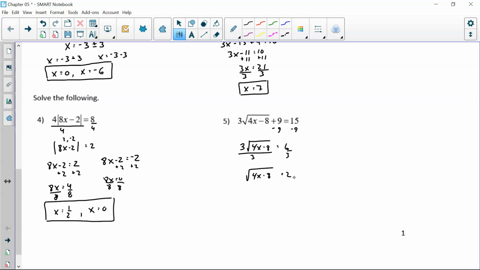Now we want to get rid of that square root. And to get rid of that square root, we're going to square both sides because it's going to undo. So we get 4x minus 8 equals 2 squared, which is 4. Add 8 to both sides. 4x equals 12. Divide both sides by 4. x equals 3. And there's our solution.